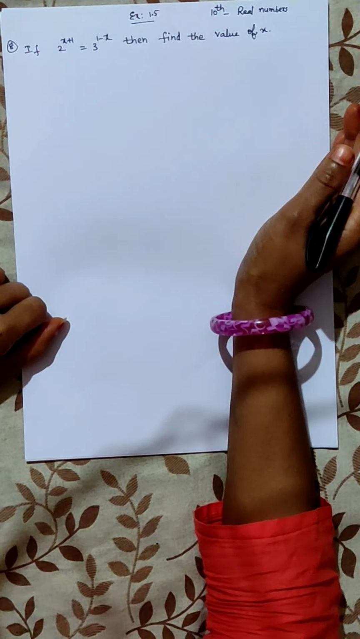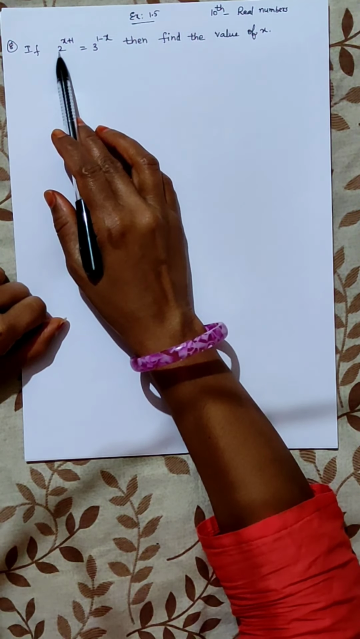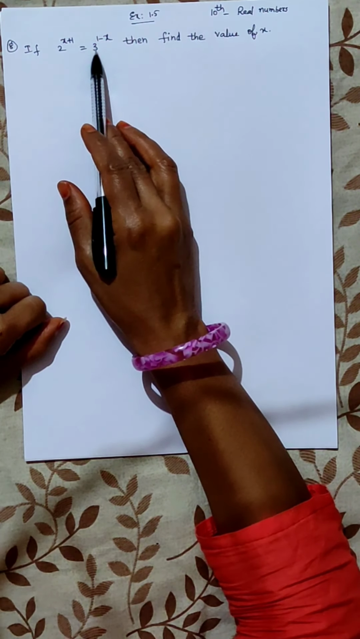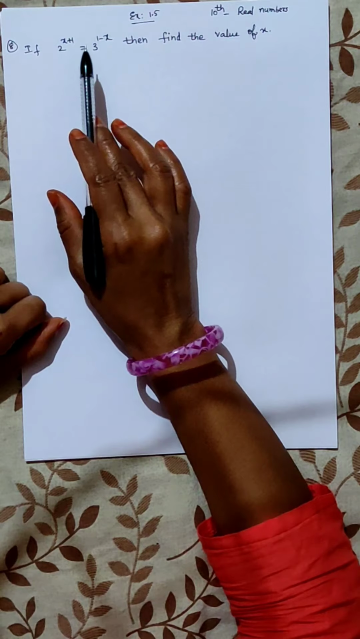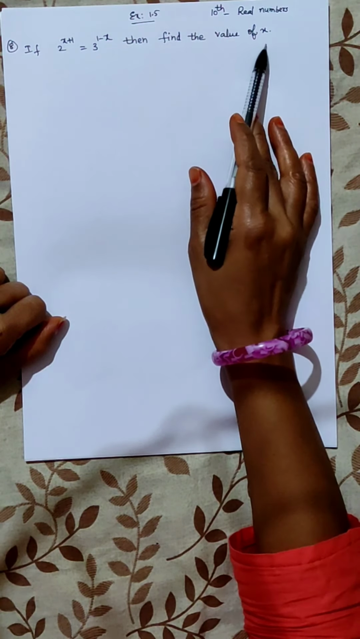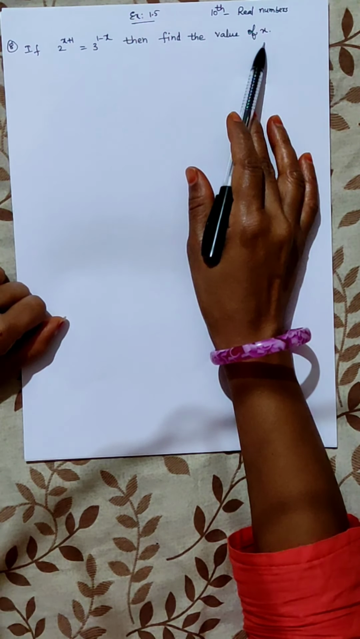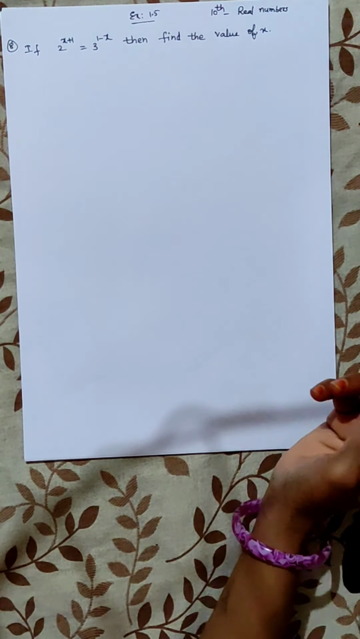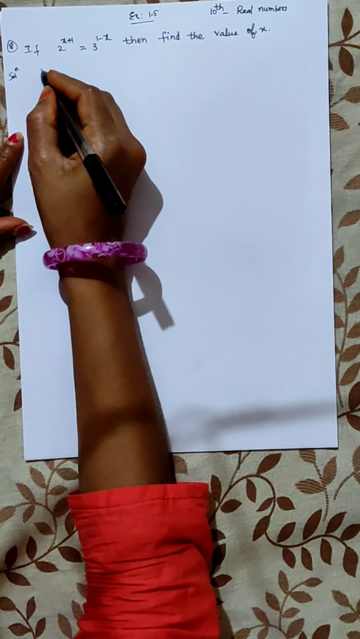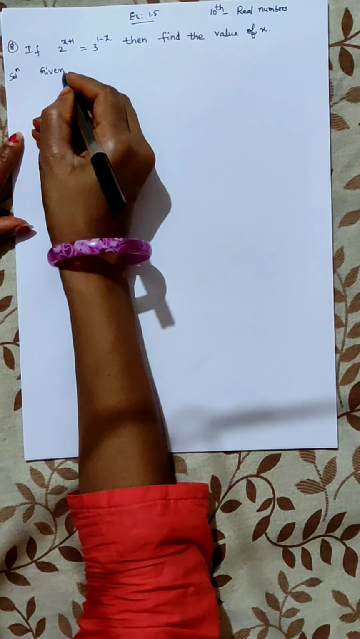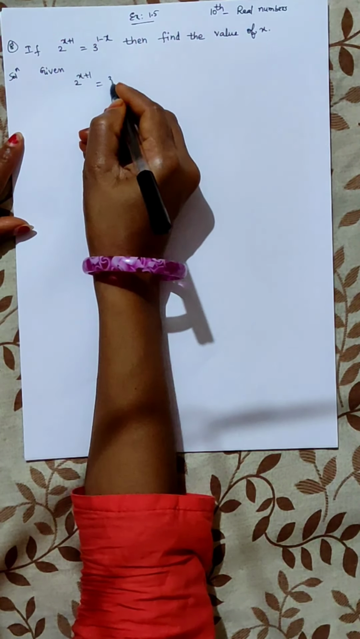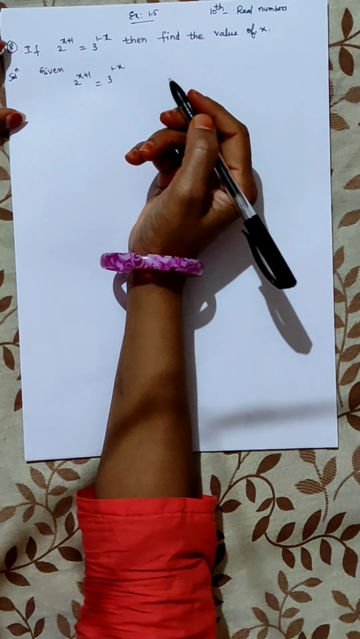Here, if we observe, two exponential forms are given. Whenever two exponential forms are equal, it is better to apply log. Then immediately we can easily find the value of x. So first of all I am writing what is given. Solution. Given: 2 power x plus 1 equals 3 power 1 minus x.